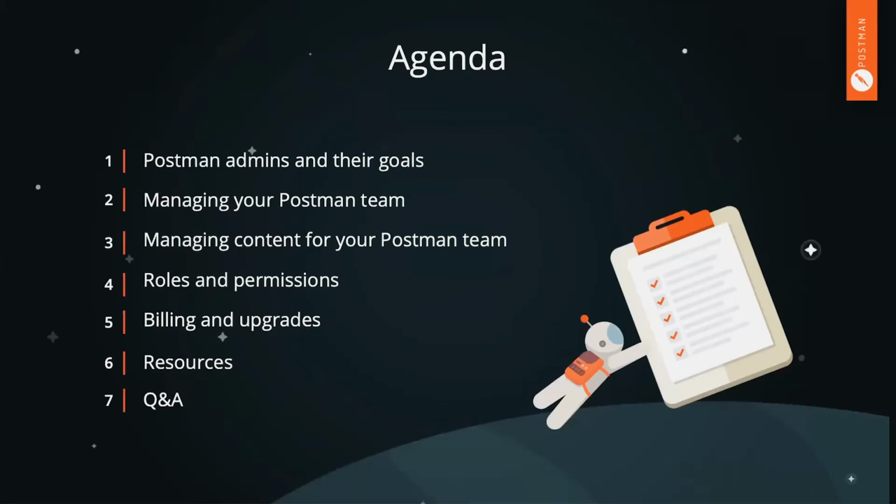Today, we are going to cover topics that are important for a Postman team administrator. The team administrator is a key role in the Postman team. The team relies on the admin to have the know-hows to configure team settings, manage membership, and help organize the team's APIs. Here's what we are going to cover: Postman admins and their goals, managing your Postman team, managing content for your Postman team, which are APIs, roles and permissions, billing and upgrades. We'll also showcase some resources before doing the Q&A session.